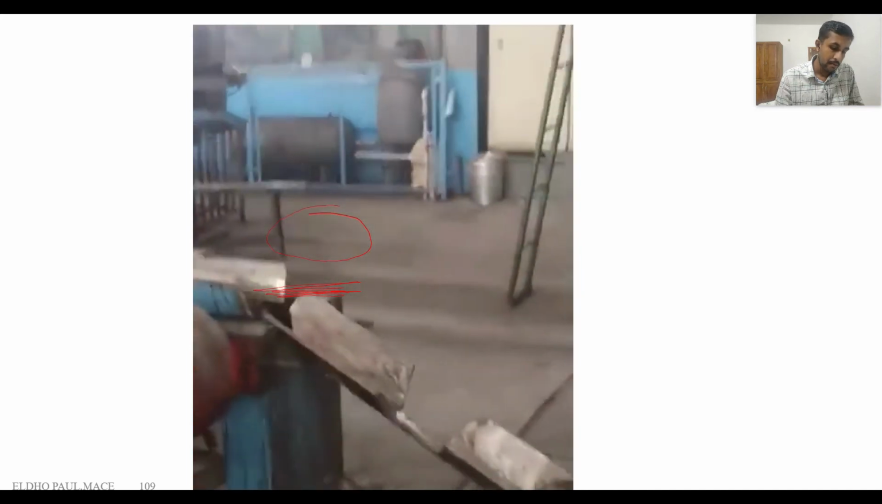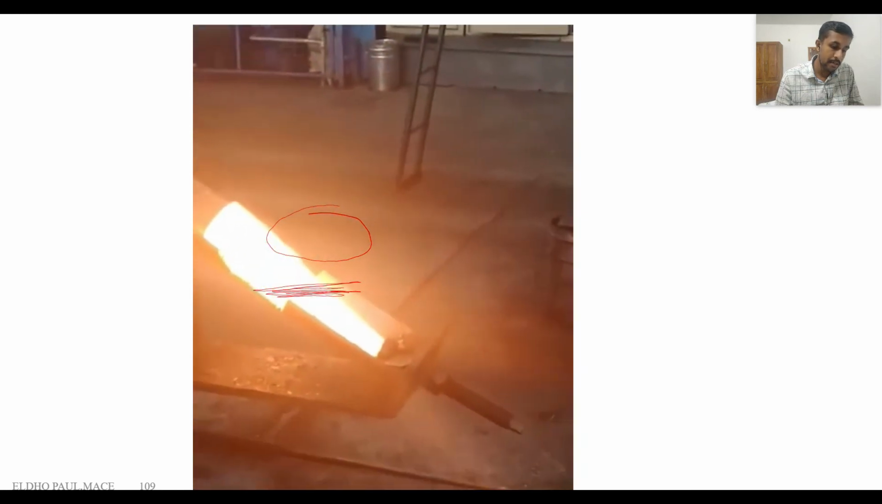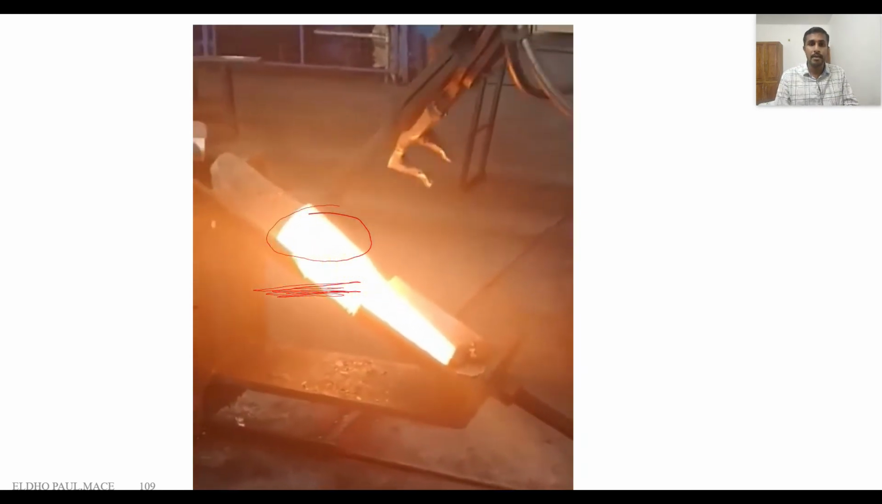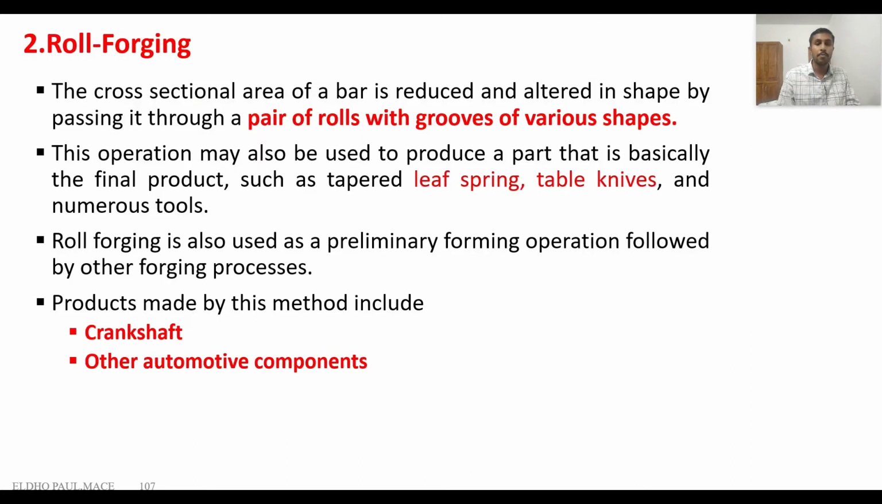See this. After the roll forging operation, the shape and size of the workpiece is changed. Similarly, these types of grooved rollers rotate, and we can produce complex crankshafts, connecting rods, and other automotive components using this roll forging method.